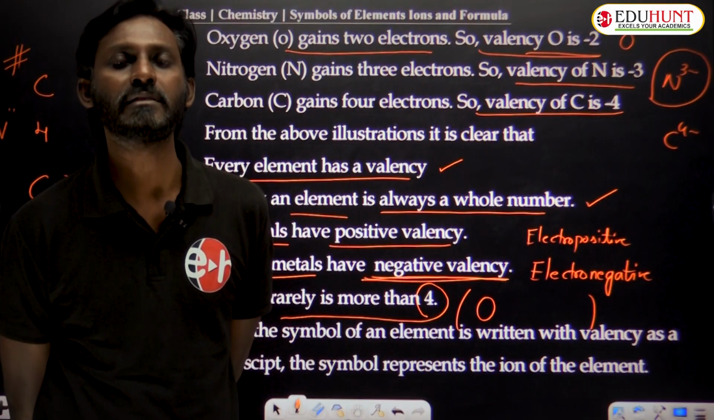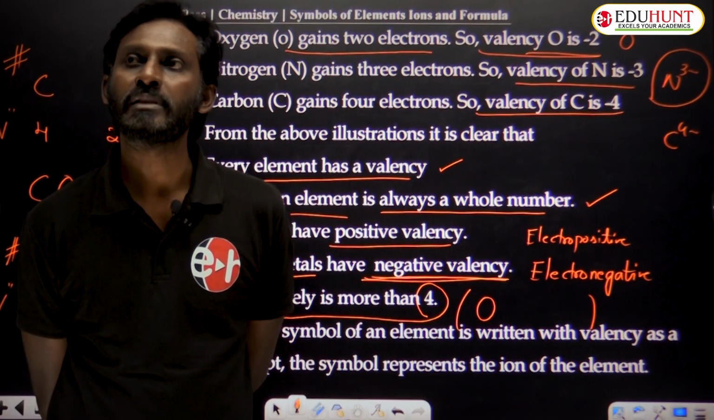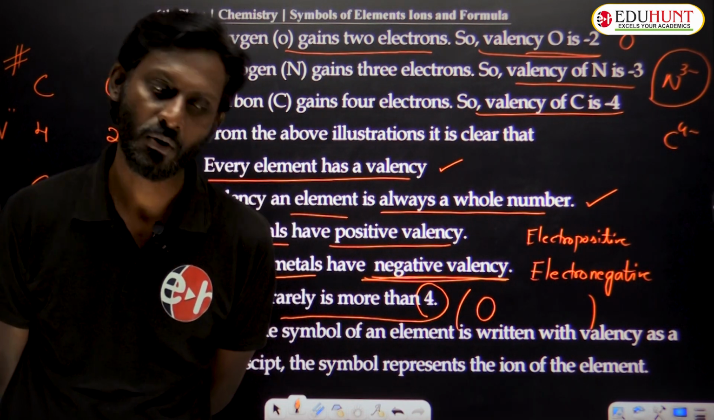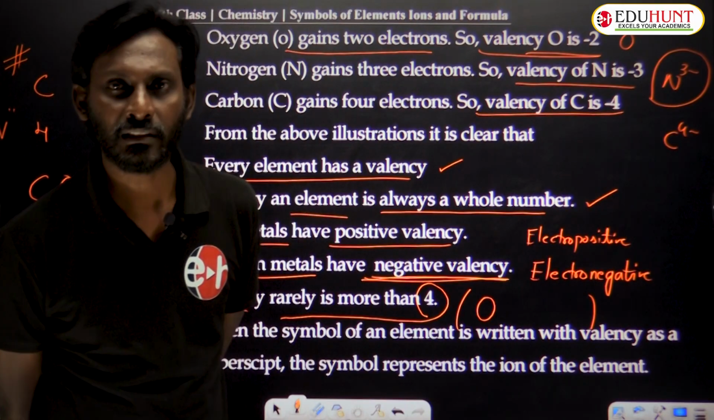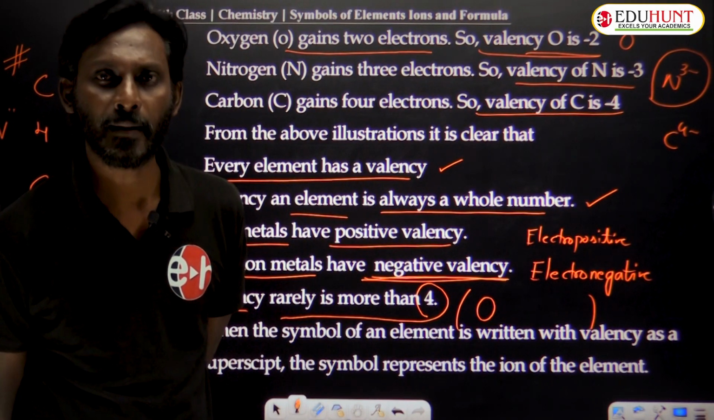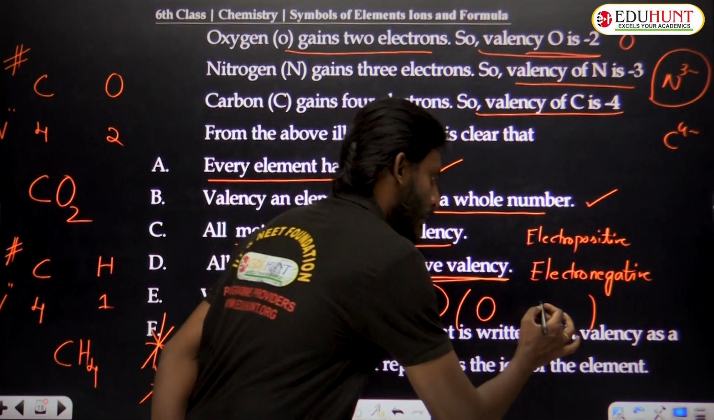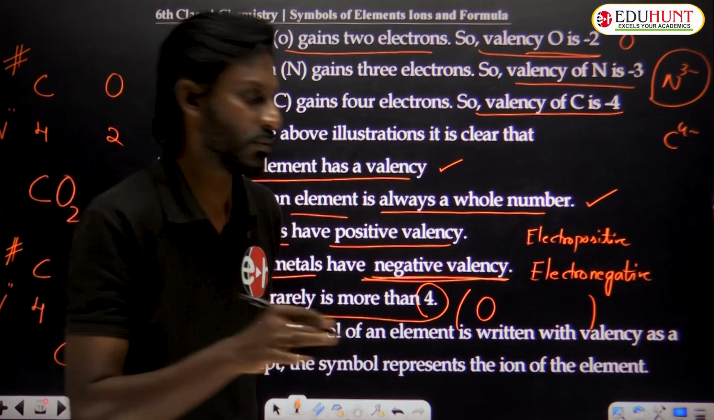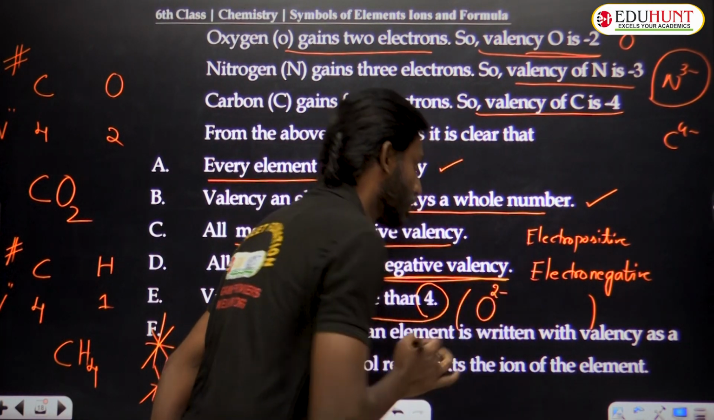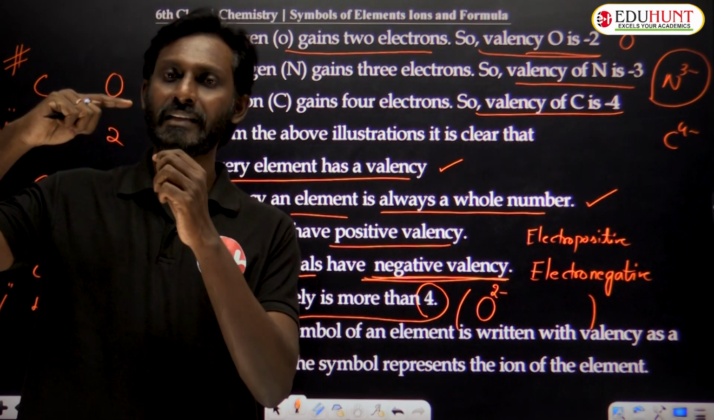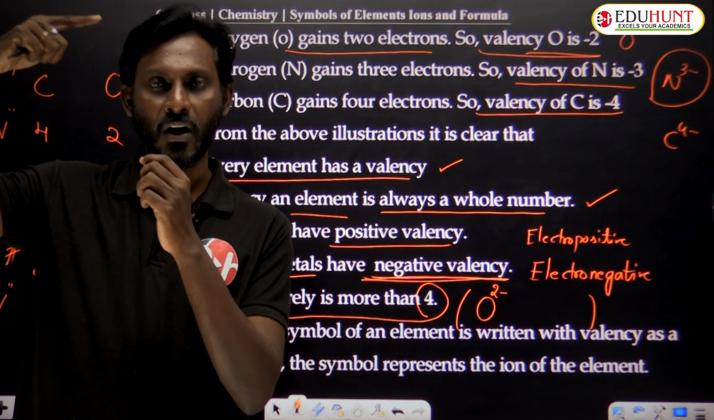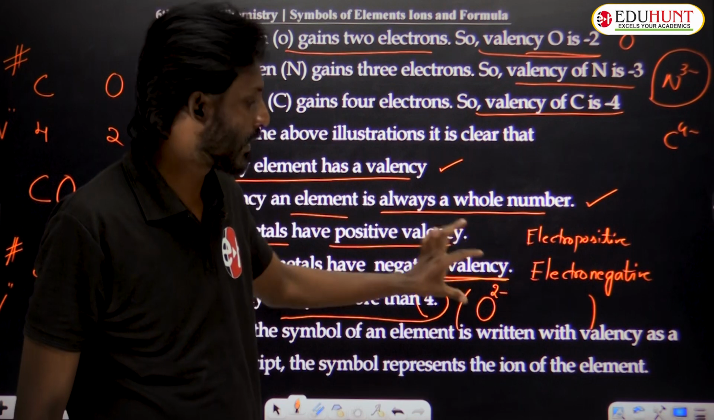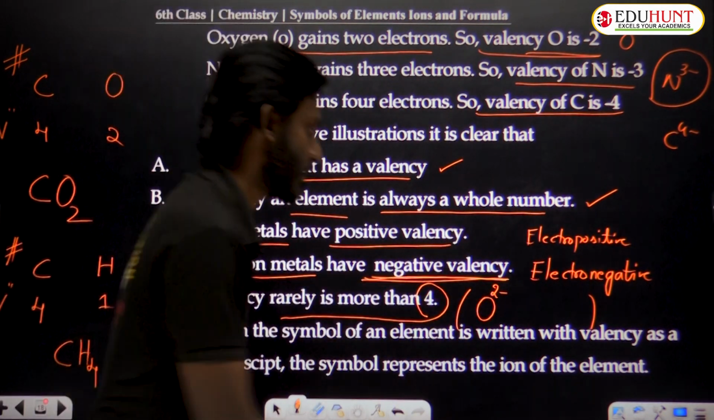And you know what is the valency of oxygen? Sir, you said already oxygen is a non-metal. Non-metals will have a negative valency. Okay, negative. How much? Oxygen valency is 2, so oxygen valency is minus 2. Then write that as a superscript. So when you write the valency as a superscript, it will become an ion. This is the oxide ion.